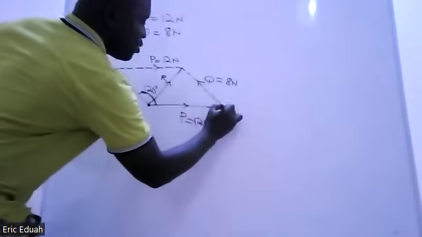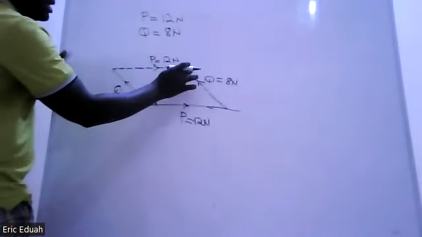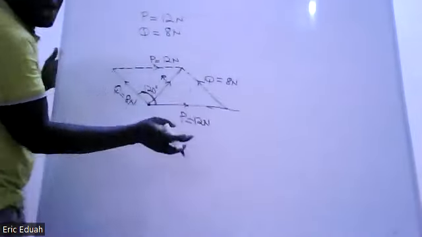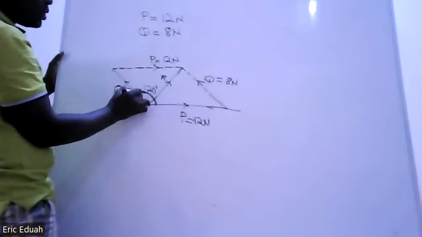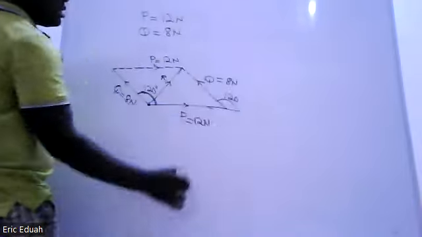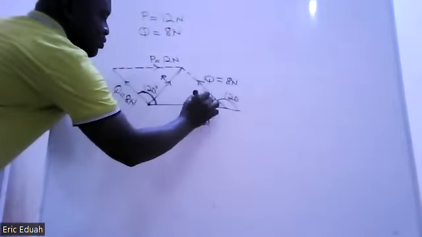Now, when you extend this line, because this is parallel to this, they all need to have the same slope. So the angle between this and this, which is 120, the same angle must be here, 120. So that this is 180 minus 120.